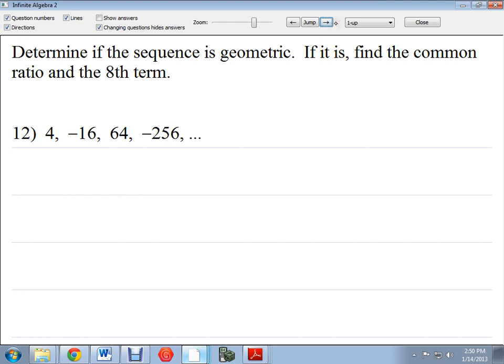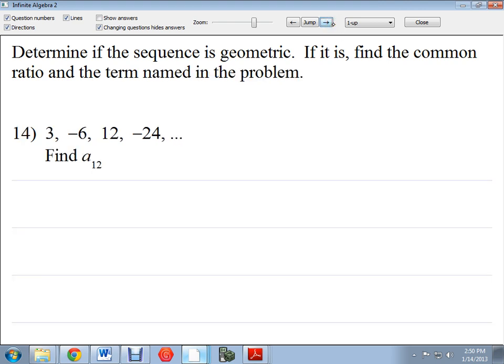The next section is the same type of thing. You're just determining if it is arithmetic or geometric. It is going to be geometric that we are looking for on this page. In this case, it's negative 2. We are looking for the 12th term, so you're going to plug it in using 12 as your n instead of the 8 in this case.